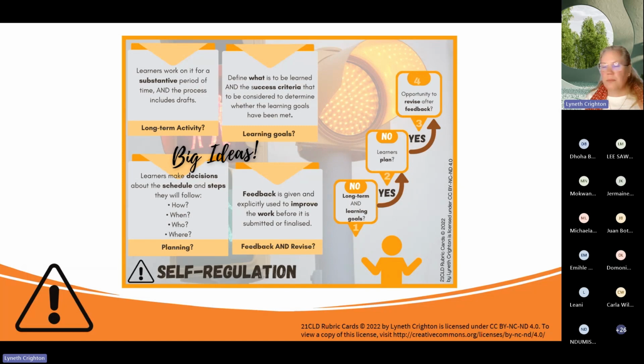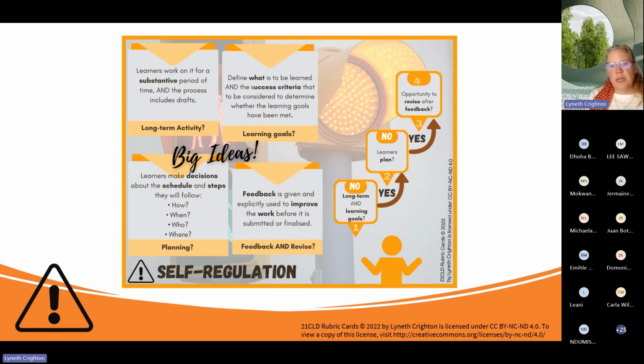Then the other two are, is there planning: how, when, who, and where? And lastly, there has to be the opportunity for the student or the learner to revise after feedback. In other words, you tell them what they need to do to be more successful, and they have the opportunity to do that.